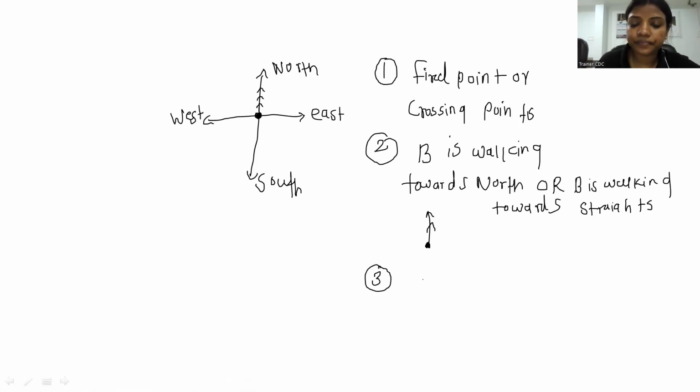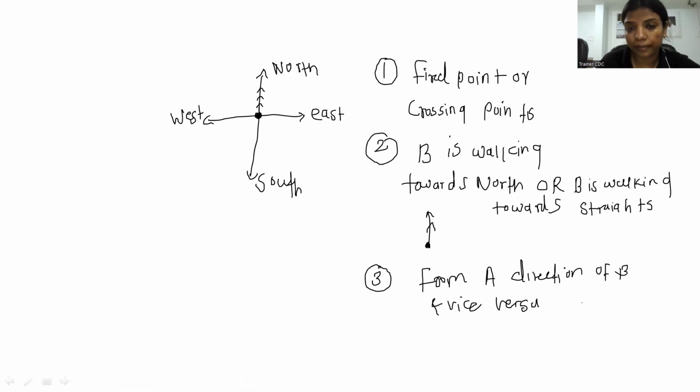Okay, just keep in mind this second point. Now, third point is that from A, direction of B, and vice versa. They might give you sentence from B direction of A. Okay, this is the first point in third sentence. Second point would be B is A's. Now what does it mean? From A, what is the direction of B? Always keep in mind this part. B is A's means from A, what is the direction of B?